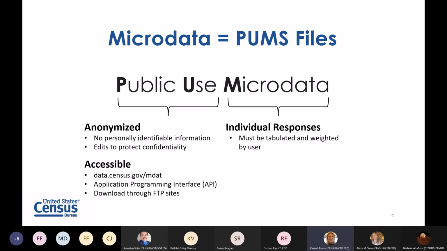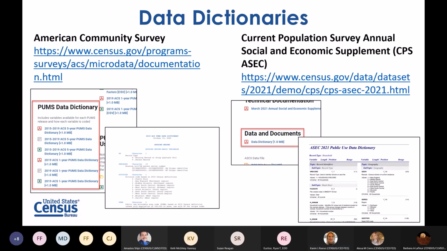And the last is the microdata. So we're talking individual responses. It has not been tabulated like all of the aggregated tables at data.census.gov. They are individual responses, so you have to tabulate it, and you have to weight it for it to be meaningful.